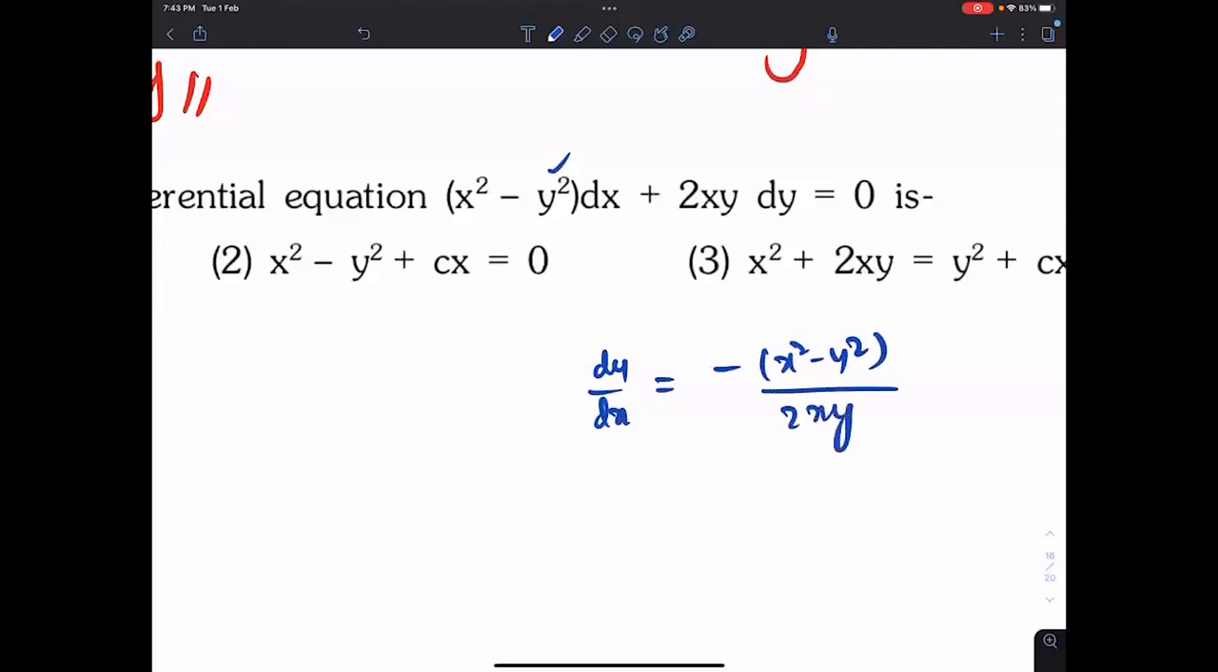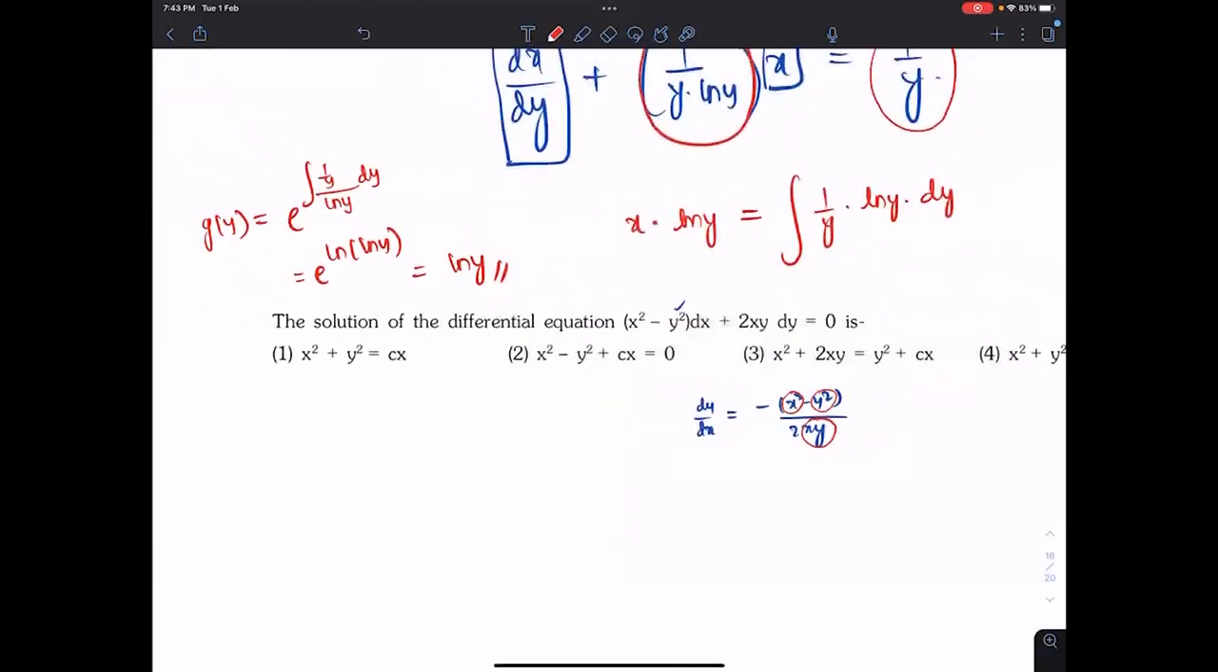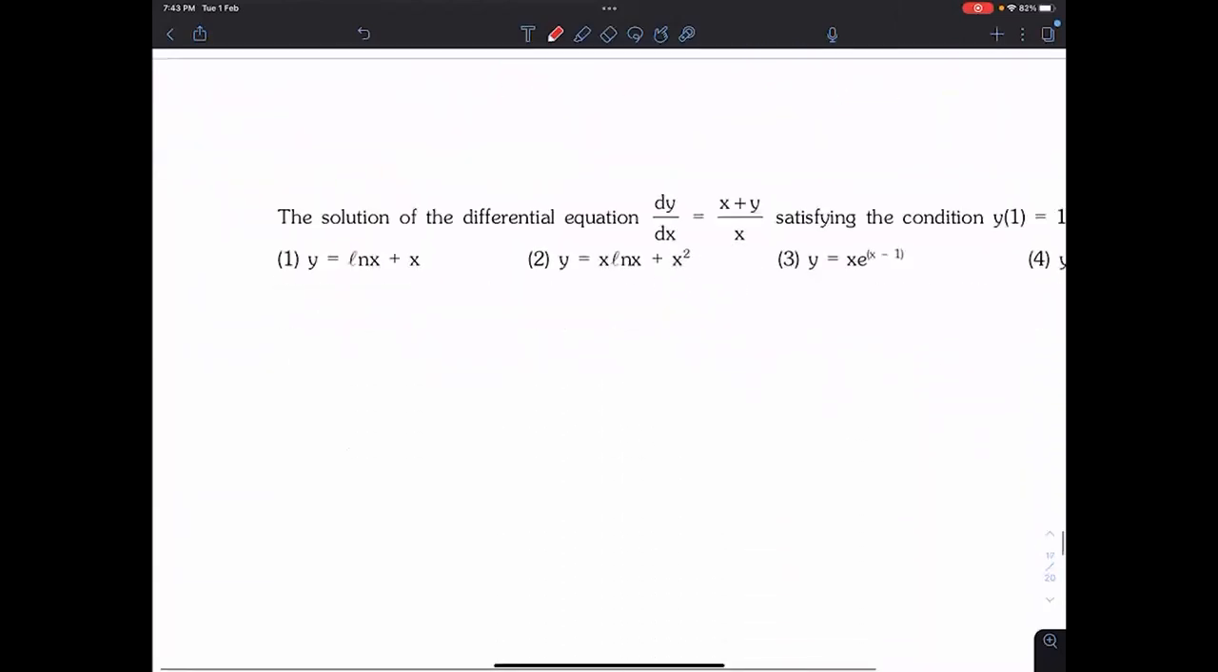Is this homogeneous or not? Every term is second degree. You can write y equals vx. So even though we are thinking LDE, don't forget the previously learned ones. You have to always come in order.